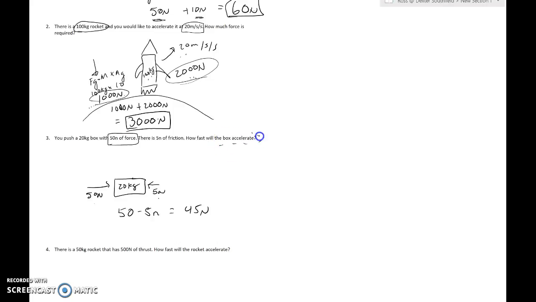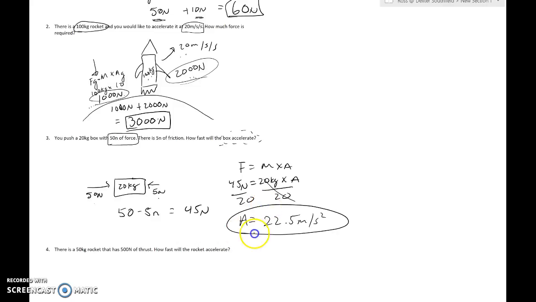But we want to know what the actual rate of acceleration is. So if F equals m times a, 45 newtons equals 20 kg times acceleration. Divide both sides by 20. We cross that out. We are left with acceleration equals 22.5 meters per second squared. And that would be your answer.